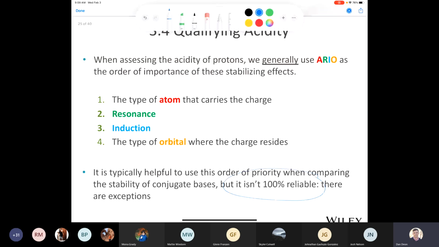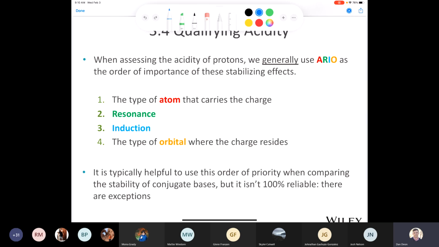And now if you're like, oh, dang it, I was depending on that versus the pKa's. Now, I told you you have to memorize table 3.1, right? You have to memorize all those pKa's and use ARIO, right? Organic chemistry is a class where you're going to use every tool at your disposal to help you solve problems. You take every bit of knowledge you have and you throw it at it and you figure it out, right?